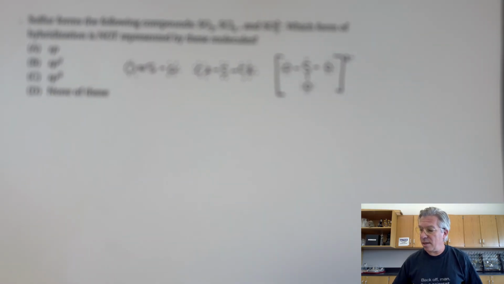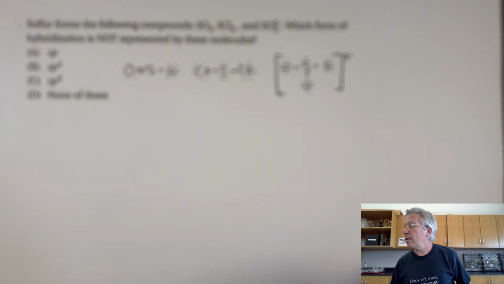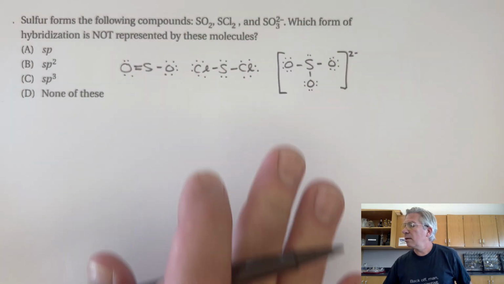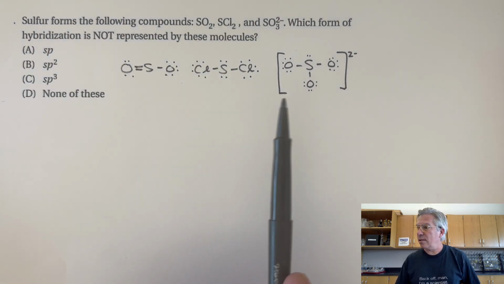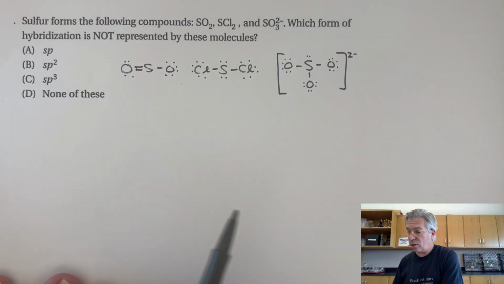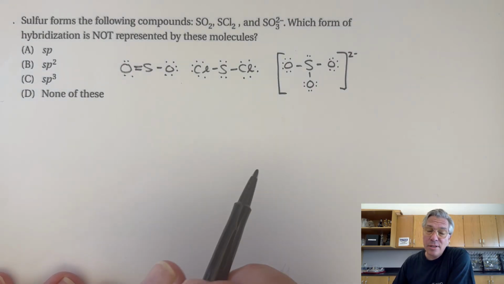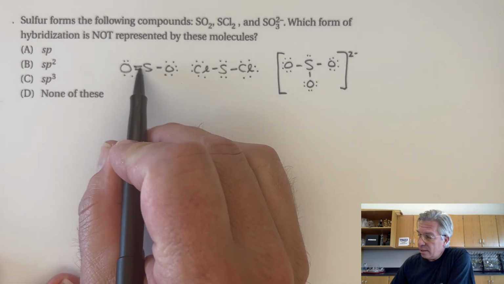Sulfur forms the following compounds: SO2, SCl2, and SO3. There's the structures. Which form of hybridization is not represented by these molecules? All right, so again, you have to draw the Lewis structure. You have a minute and a half on these multiple choice questions, so if you know it's going to take you a long time, just skip it and come back to it. So that is right there.